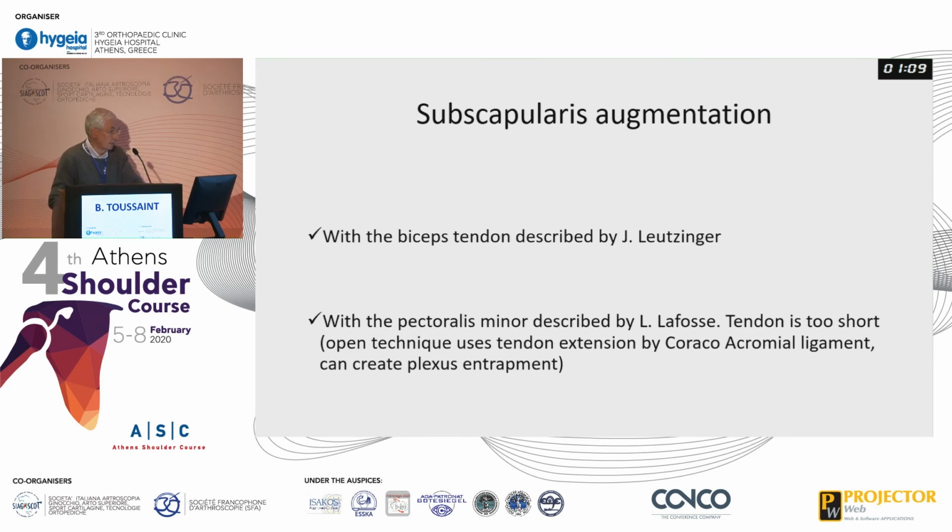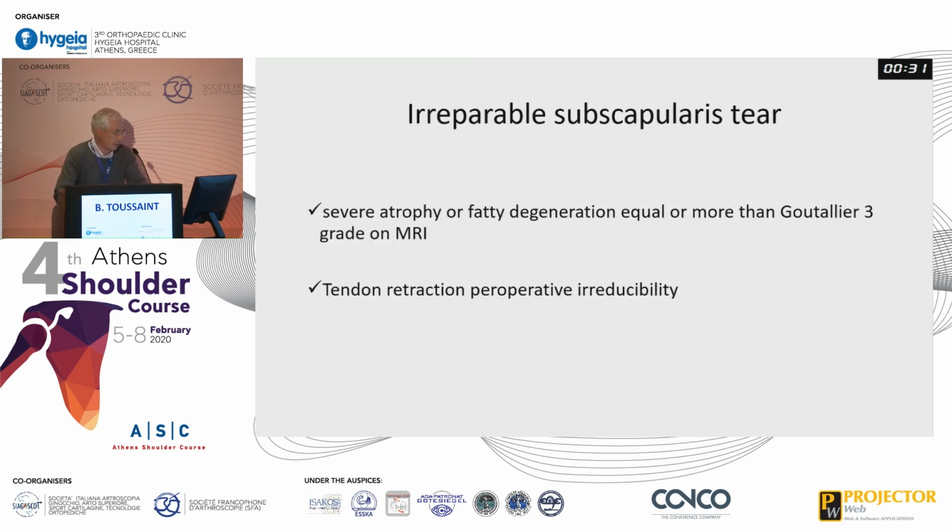Subscapularis augmentation has been described with the biceps tendon by Jan Lutzinger some years ago, and with the pectoralis minor by Laurent Lafosse, but the tendon is definitively too short to go to the lesser tuberosity. And in open technique, you use a tendon extension with a coracoacromial ligament, and you can create a plexus entrapment, because you go back with a pec minor.